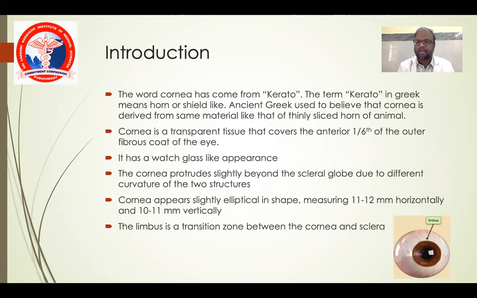This zone is called the limbus. The limbus is the zone which is rich in stem cells and which helps in regeneration of the cornea, helps in turnover of the corneal epithelial cells and the cornea proper.